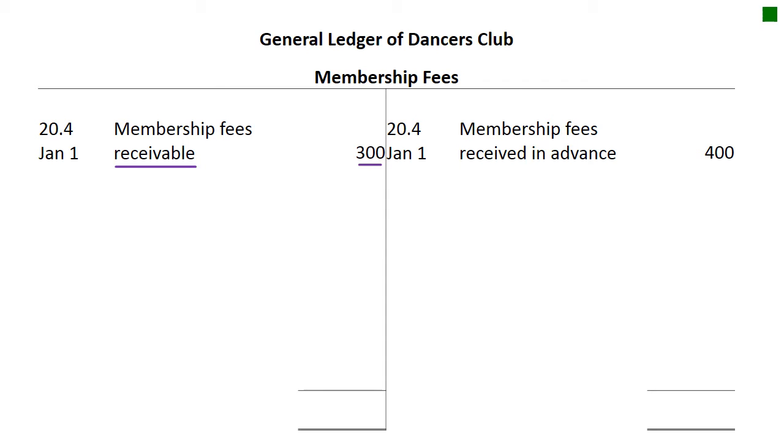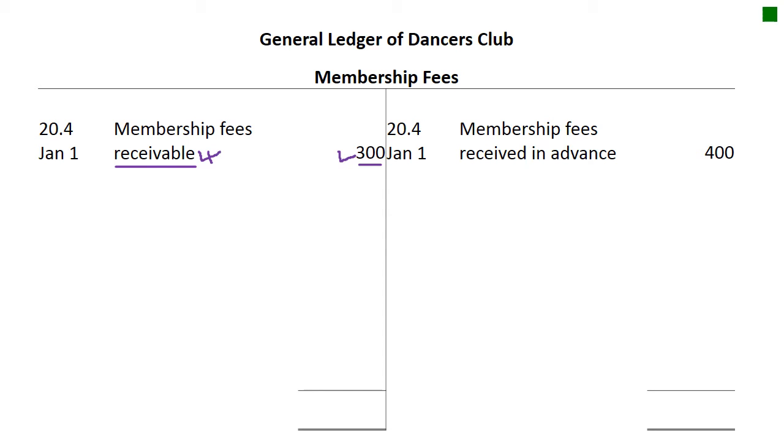Now this year we are going to reverse that, so we're actually now debiting the membership fees account, taking it out of this year's membership fees because it was last year's membership fees, and we're going to credit the membership fees receivable account and clear that account at the beginning of the year.